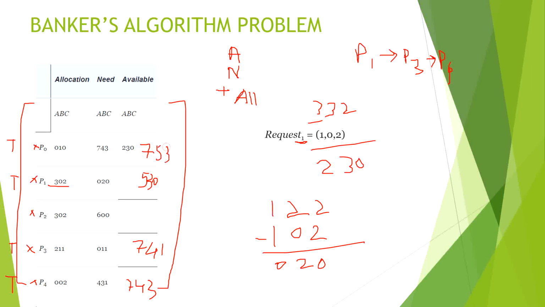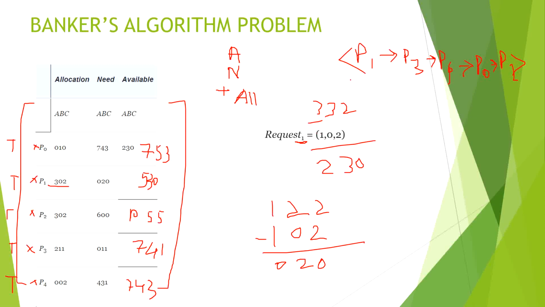So it will be 753. Again we will check whether 600 is smaller than 753, and yes, as it is smaller than 753, this will be added and made true. So it will conclude to 10, 5 and 5. So as you can see, here we are getting one safe sequence: P1, P3, P4, P0 and P2. This is the safe sequence we are getting after process 1 requests the resources 102.